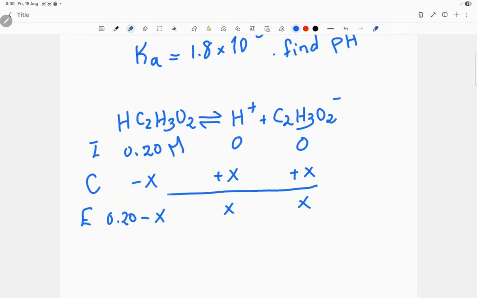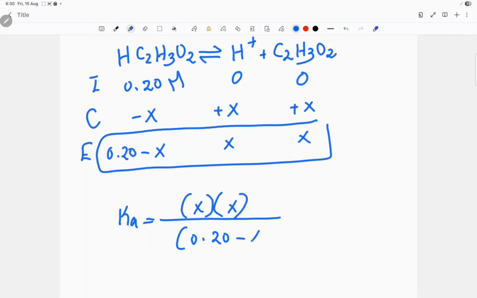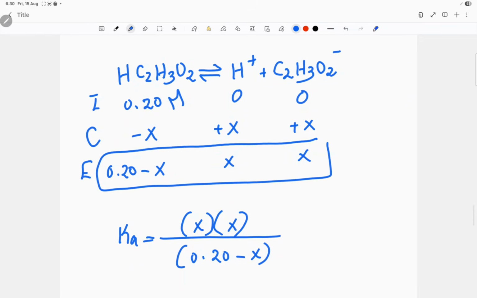You only focus on the E part when you build your equation for the Ka, because what's Ka? The concentrations at equilibrium. So we're now going to say Ka is equal to products over reactants, correct? What are your products concentration-wise? x times x over 0.20 minus x. Are you with me so far? Yeah, it's just using the Ka formula.